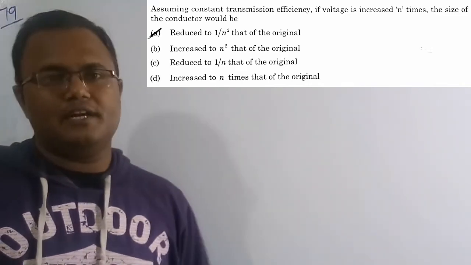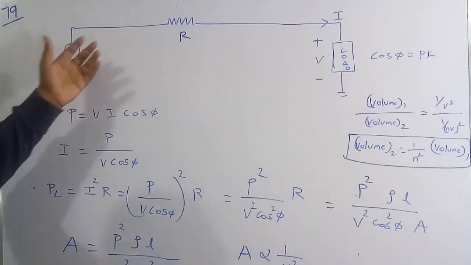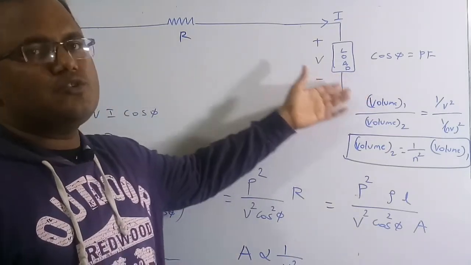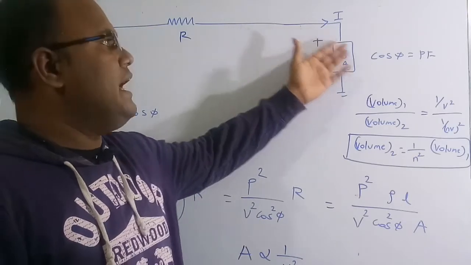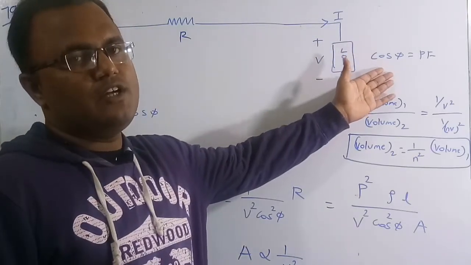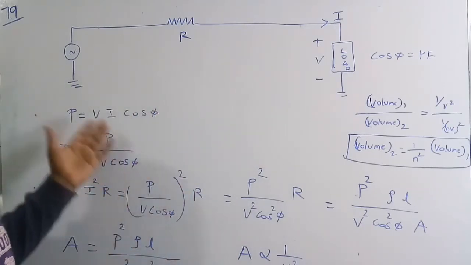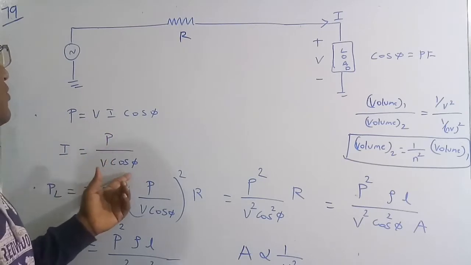So let's solve this numerical. This is a single phase diagram of a power system. This is the generator, this is the resistance of the power transmission line, and this is a load. The load has a voltage of V, the current taken by the load is I, and the power factor of the load is cos phi. Based on this, the amount of power received by the load is equal to V I cos phi. I want the value of I, so I is equal to P by V cos phi.